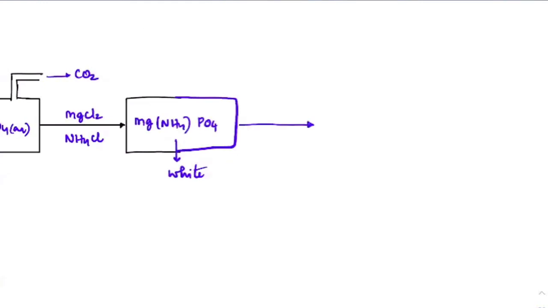So I will strongly heat it till it becomes completely dry. When it becomes completely dry, I will get Mg2P2O7, and ammonia gas will come out of it. Water and ammonia both will come out, and on strongly heating we will get the final, completely dried precipitate. Let us say this is X grams.